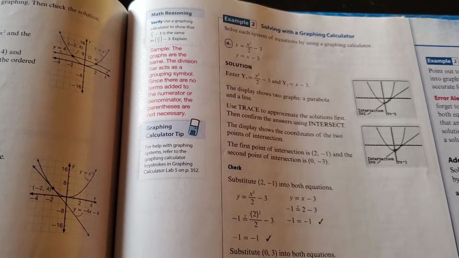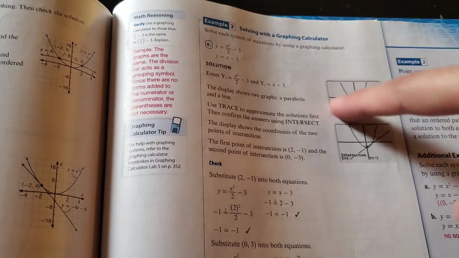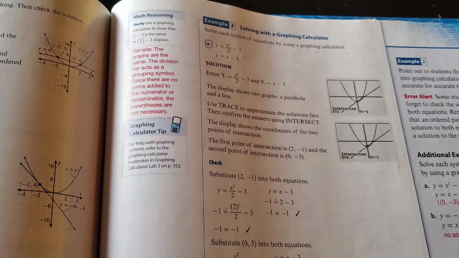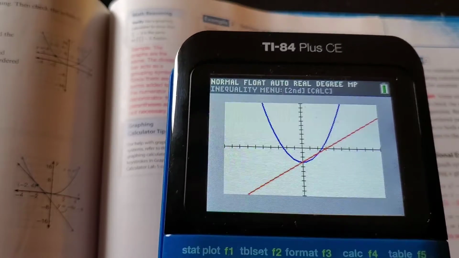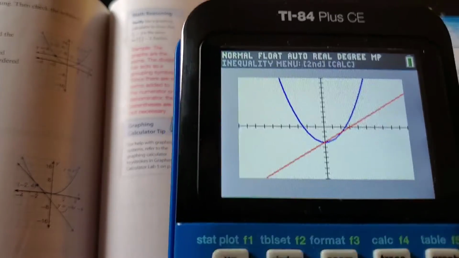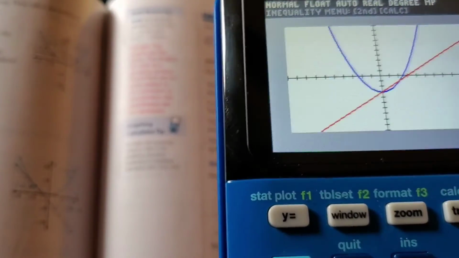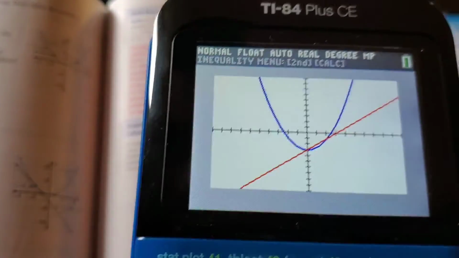And we can check because the book over here has the solution. This is going to be the solution for how to do it. So we're going to graph it. And if you see, it's pretty much like the book says. Now what happens is that we have two intersections. There's one over here, and over here it's the other one. So we have to find them.